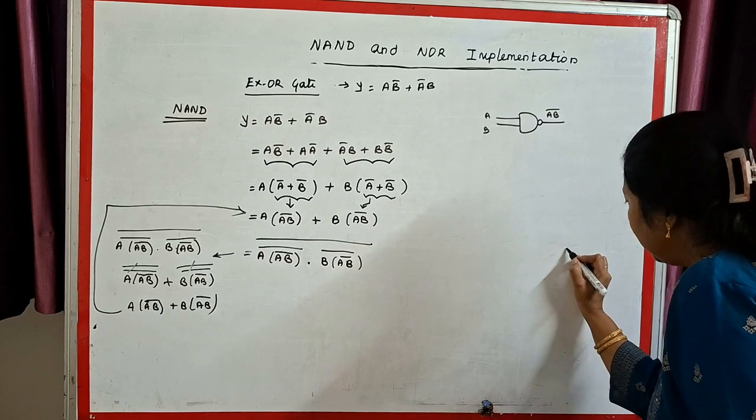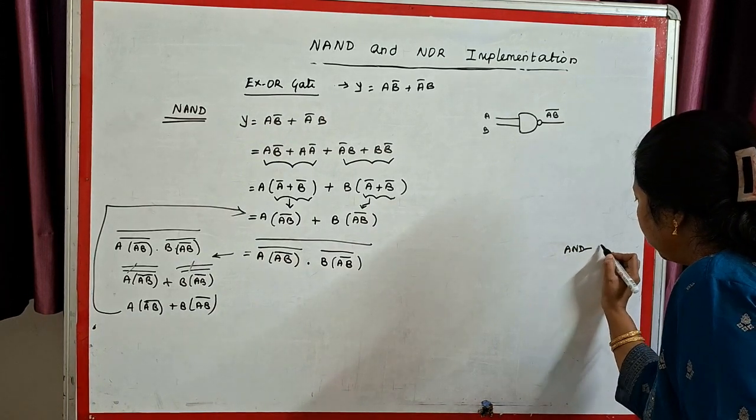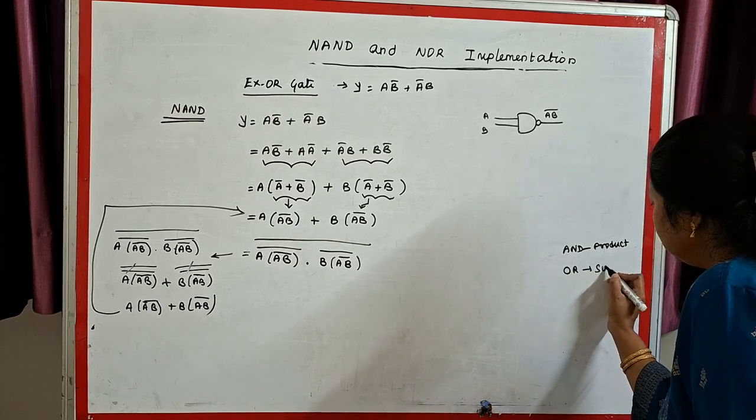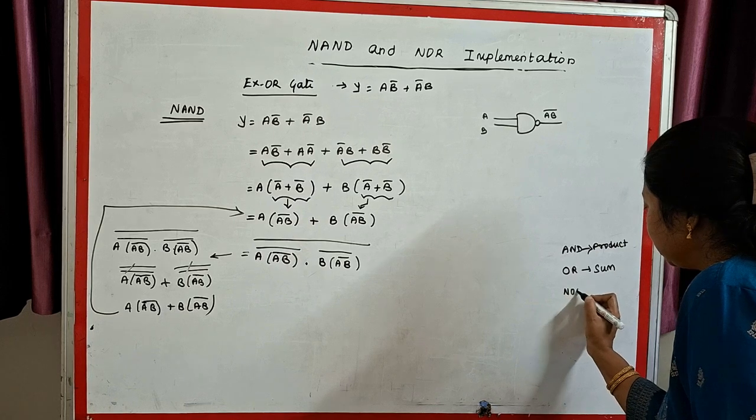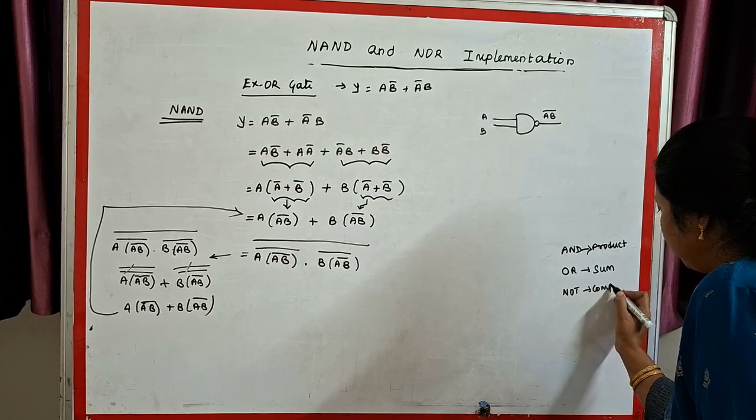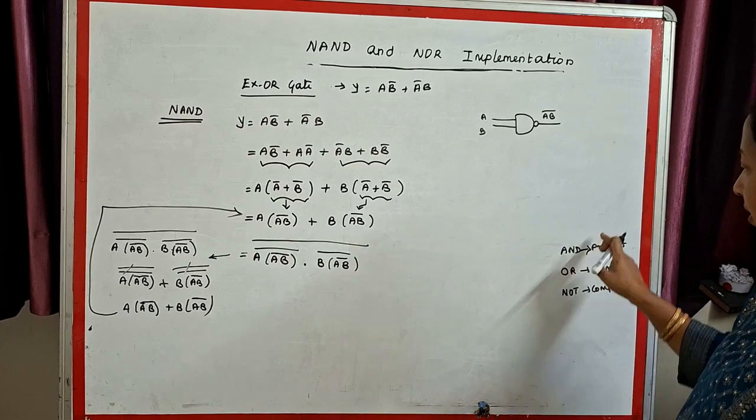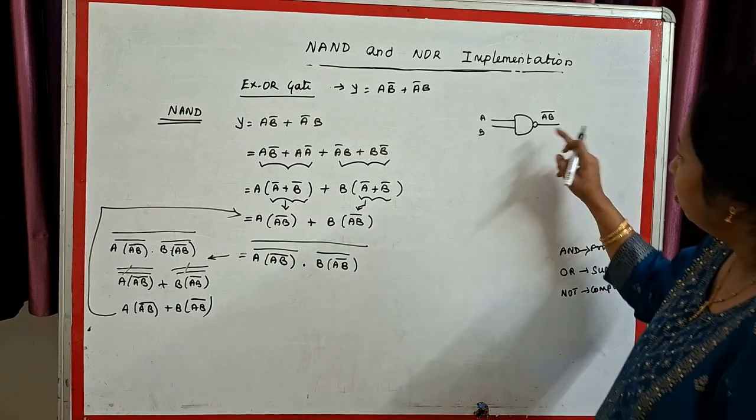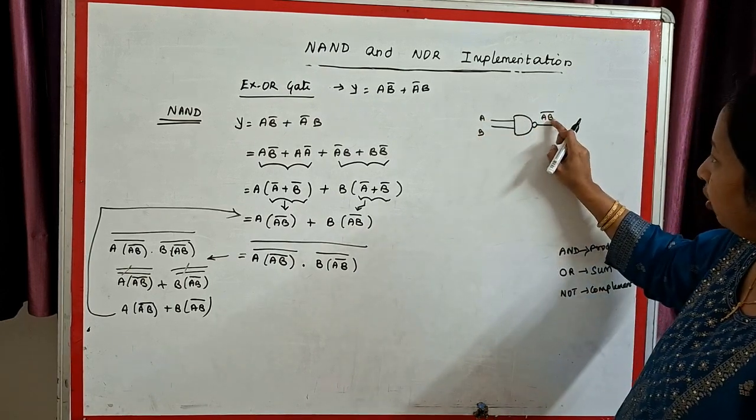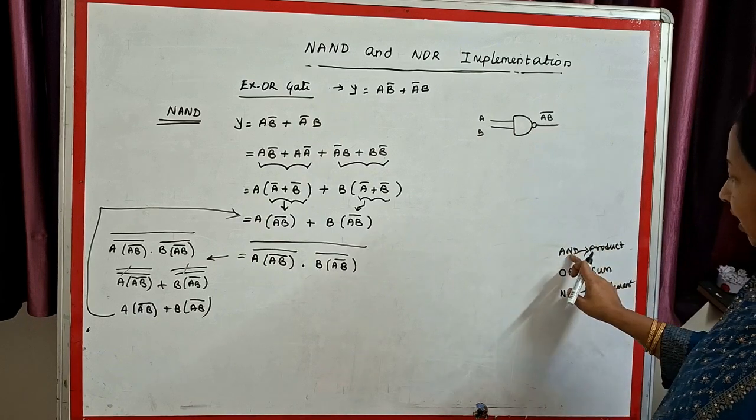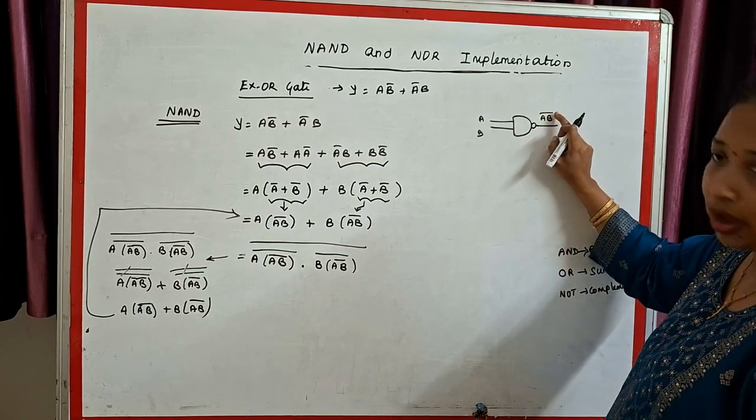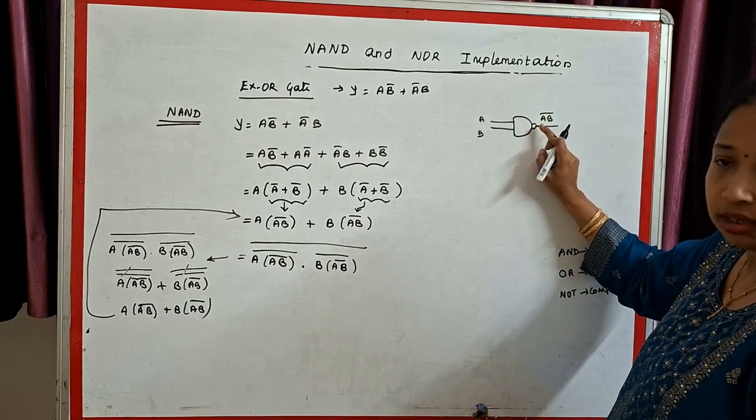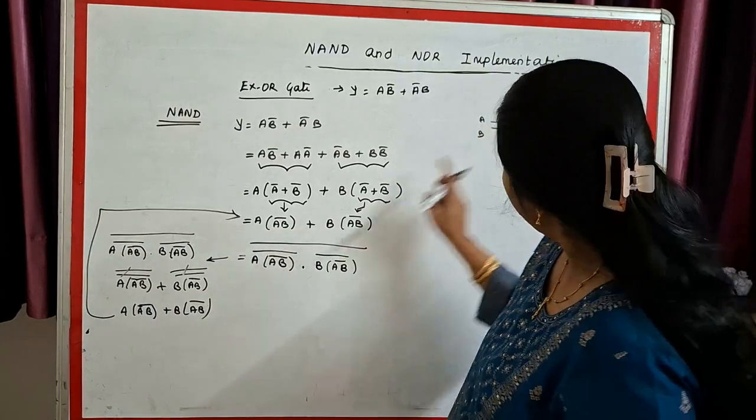You know, AND gate meaning it is product gate. OR gate meaning it is sum gate. And NOT gate meaning it is complement gate. Keep this in mind. NAND gate meaning the complement of product, NOR gate meaning the complement of sum. Clear? Now, since A and B we have to do a product, so I have taken an AND gate, and on top of it you have a bar. So whenever you find a complement, you have to put a bubble. Clear?